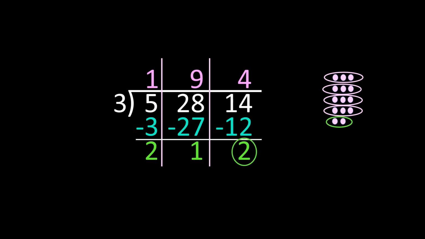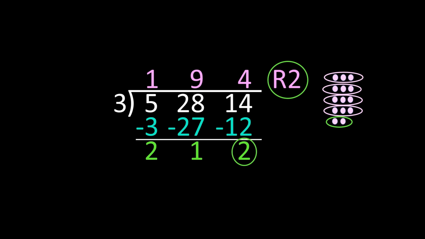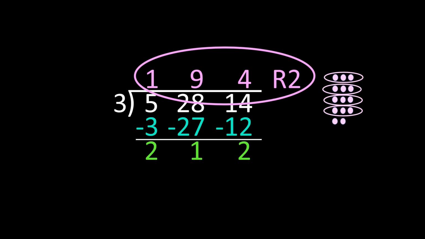The 2 that was left over is that same 2 that I had when I subtracted 14 minus 12, and that 2 that's left over is the remainder. And we're going to show the remainder by using an R for remainder, and our remainder was 2. So we'll have R2 to represent our remainder of 2, the 2 that were left over when I made my groups of 3. So my quotient, or my answer to 584 divided by 3, is 194, remainder 2.